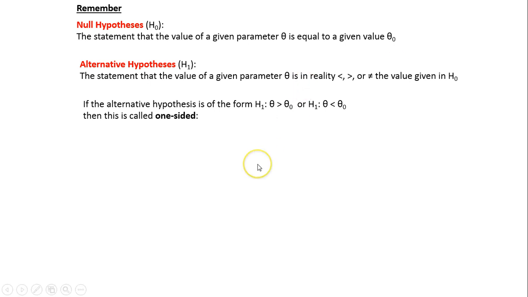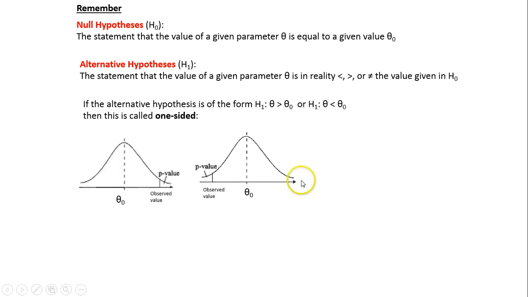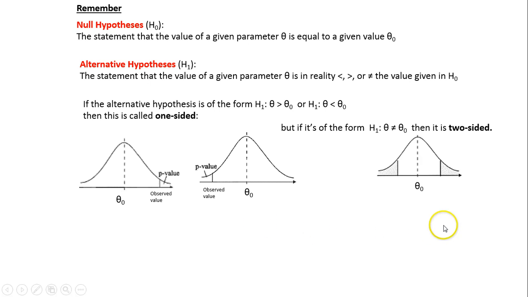If the alternative hypothesis is of the form greater than or less than, then it's called one-sided. So our p-value would be the tail end of the probability. Is the tail end small enough that we can reject H0? But if it's of the form not equal to, then it's two-sided. So we have two lots of probabilities that we need to add up.